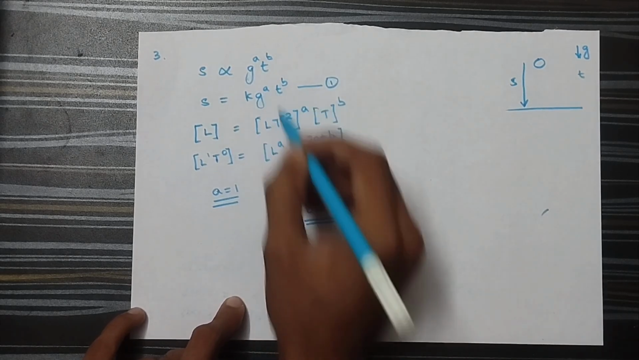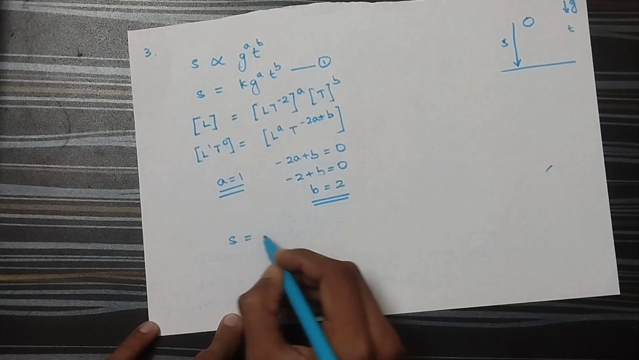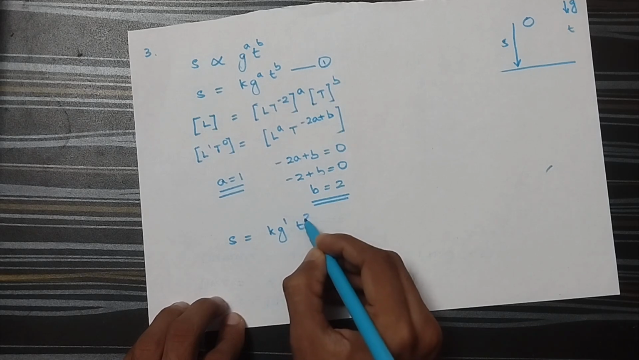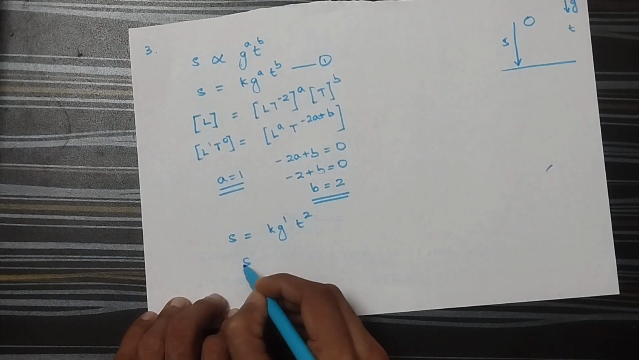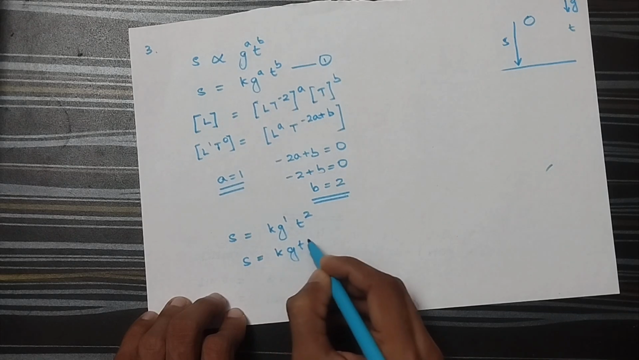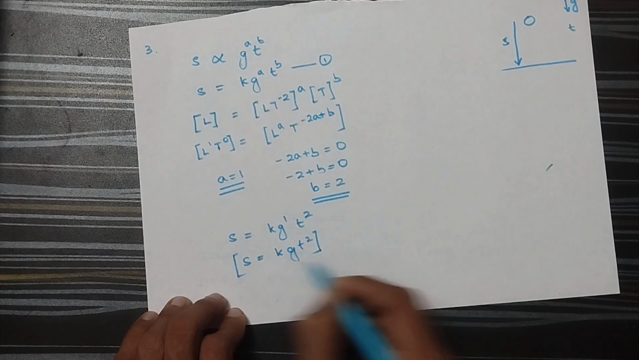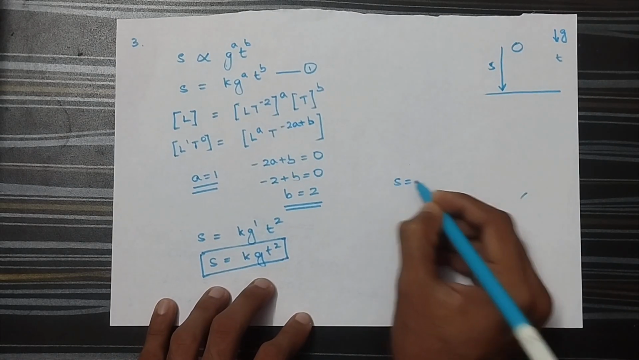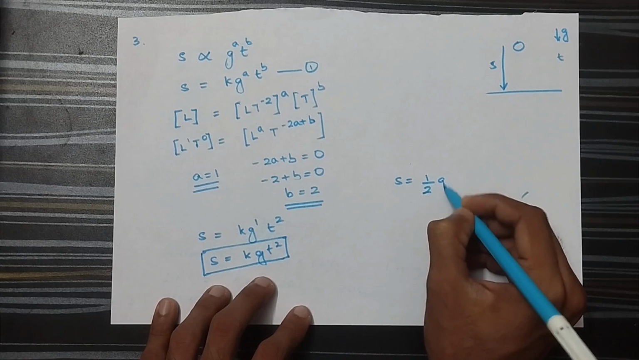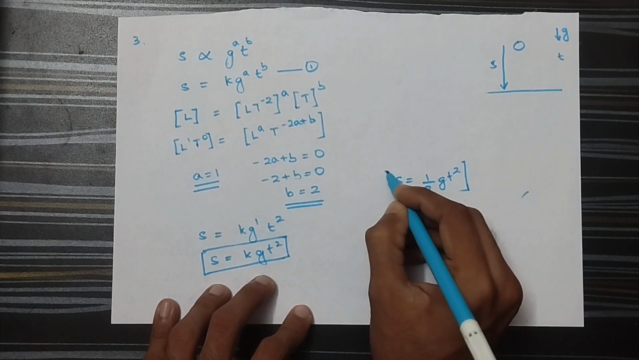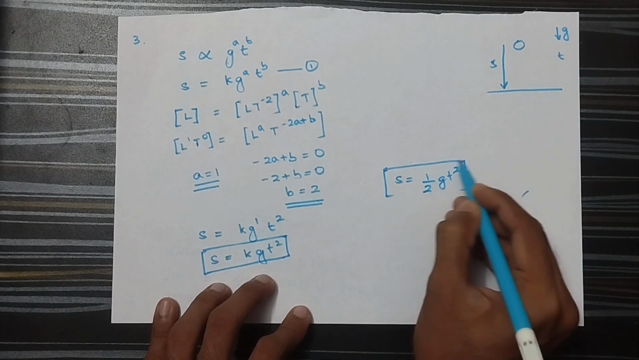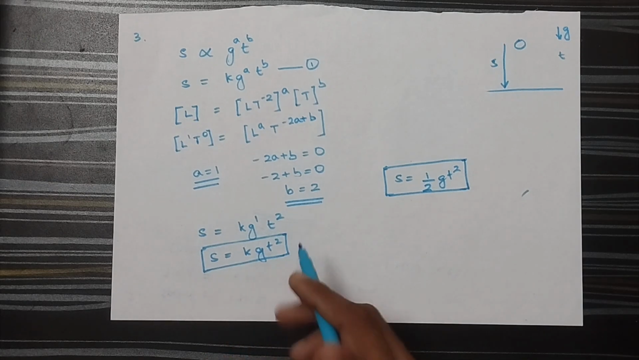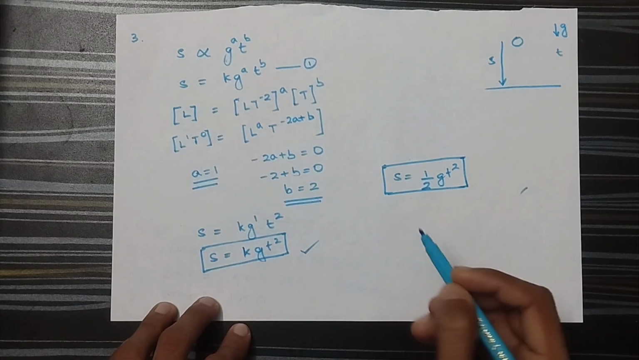We substitute these two variables in equation 1, so that will give us s is equal to k times g raised to 1, t raised to 2. So this is the final equation, k g t square. This is the required answer. Now for your understanding, the proper expression for this was half g t square. But we know that we cannot find dimensionless constants like half, 1 and other such constants using dimensional analysis, so we can stop at k g t square. This is the correct answer.